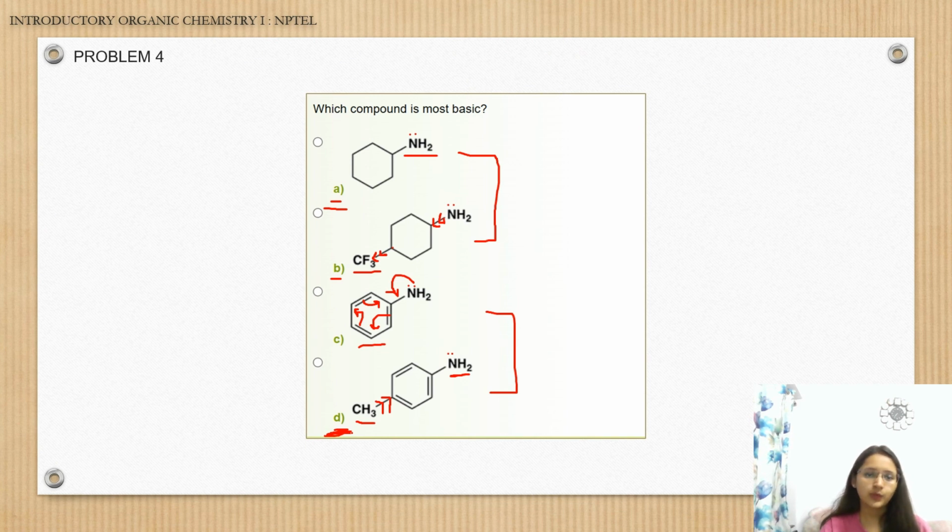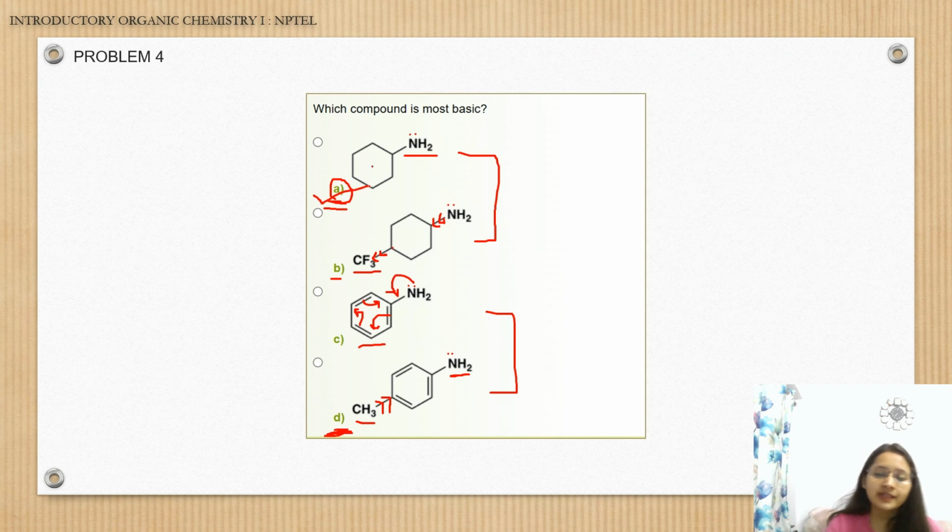Okay. So between this A and D, which is more basic? The cyclohexylamine is more basic. Why? Because here there is no delocalization, neither any minus or plus I effect which is present in this particular compound. So the lone pair of this nitrogen is very much available for the electrophile. But here, instead of having an electron releasing group attached at the para position, the nitrogen lone pair is still in conjugation, right? So it is not that much available for the electrophile as in A. So A will be the most basic species in all the four compounds. So the correct answer will be A.